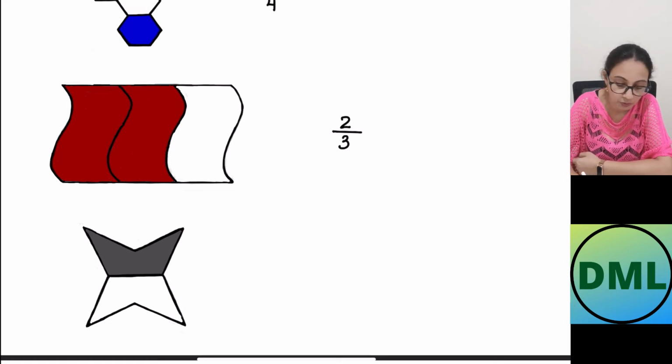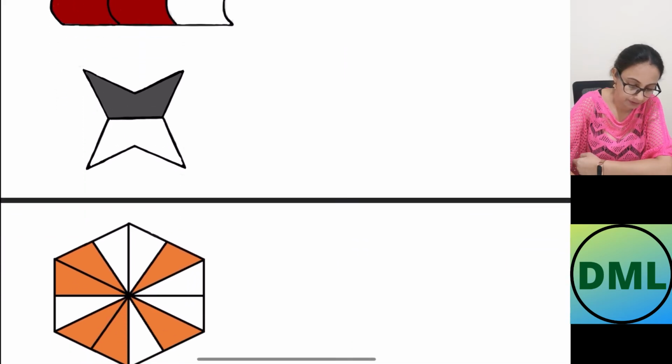That means 2/3 of the portion is red. Out of 3 parts, 2 parts are red. Now let's see one more example.